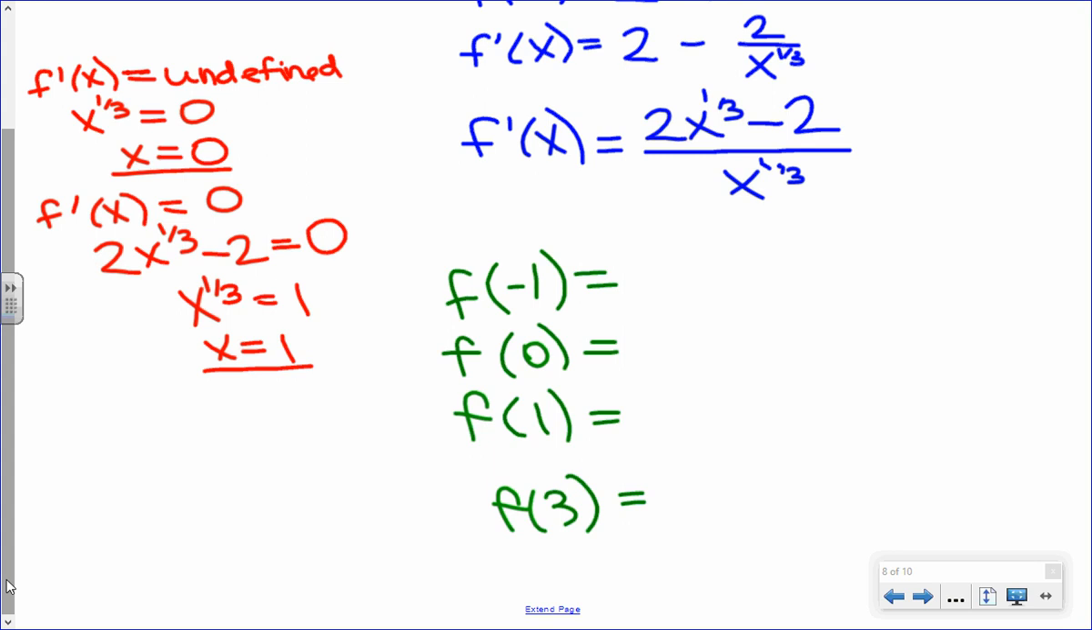What do we get for f of -1? -5. I get -5. What about f of 0? F of 1? And f of 3 is 6 minus 3 times the cube root of 9, right? Which is approximately -0.24.